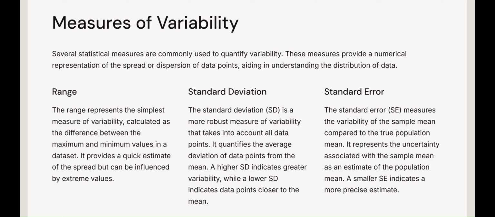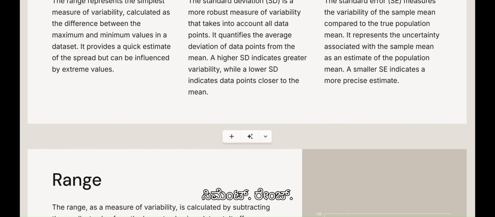Standard error. The standard error, SE, measures the variability of the sample mean compared to the true population mean. It represents the uncertainty associated with the sample mean as an estimate of the population mean. A smaller SE indicates a more precise estimate.